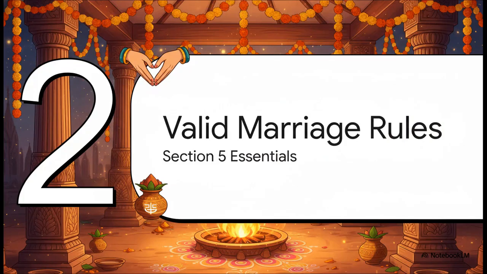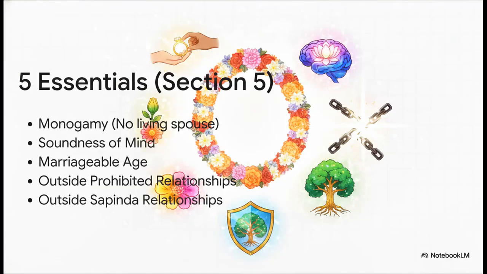Okay, let's move on to Section 2, Rules of a Valid Marriage. The crucial point here is that under Section 5 of the Hindu Marriage Act, there are 5 non-negotiable legal requirements to make a marriage valid today. First up, monogamy. Neither person can have a living spouse. Second is soundness of mind, meaning both people are fully capable of understanding what they're getting into and giving valid consent. Third is the marriageable age, which is currently 21 for the groom and 18 for the bride. And finally, the couple has to fall outside of prohibited relationships and outside of what the law calls sapinda relationships.